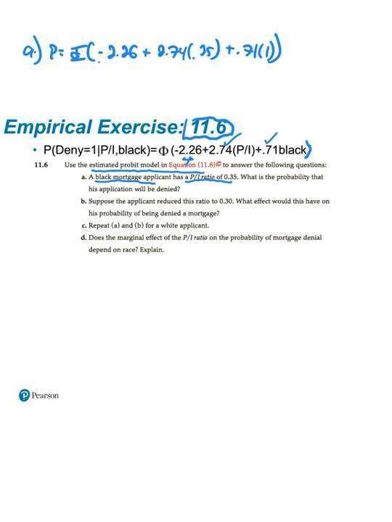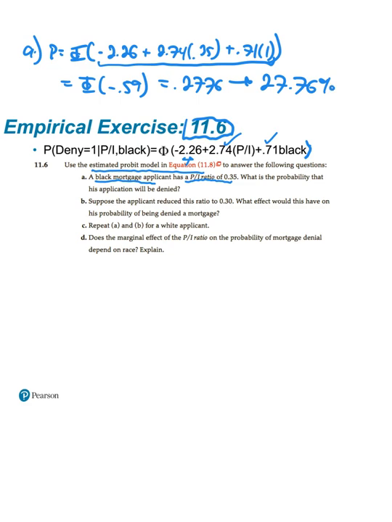And that's going to update our z value right here. So we're going to have equal to phi of negative 0.59, which would be equal to 0.2776, looking at the table, or 27.76%. So this suggests a black applicant with a PI ratio of 0.35 has almost a 28% likelihood of being denied for this loan. Now B takes it one step further.